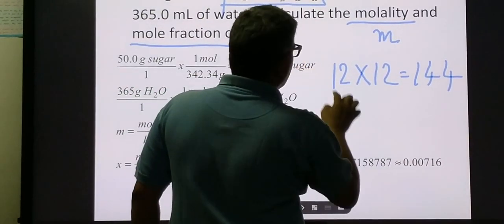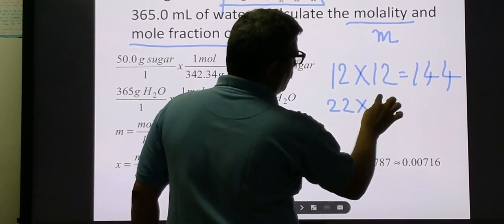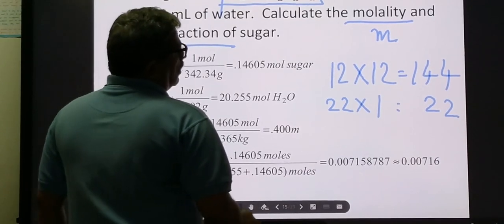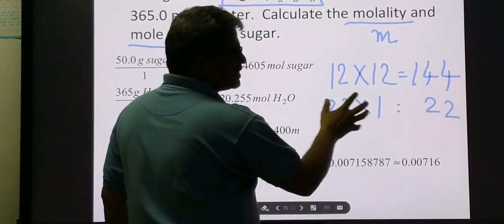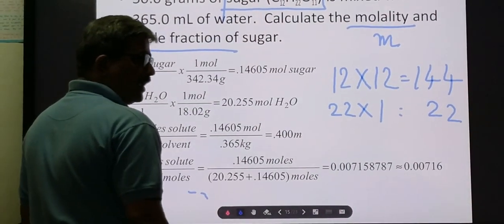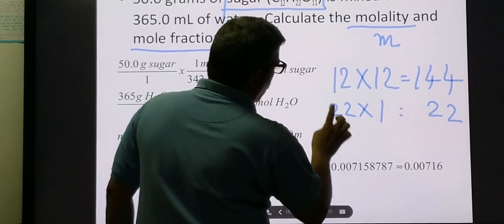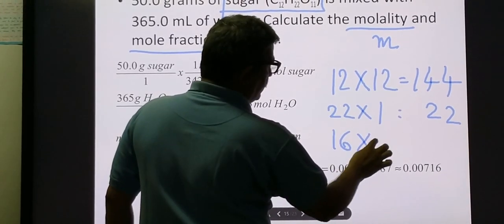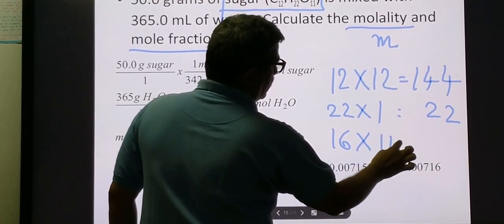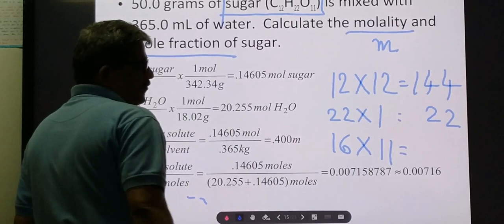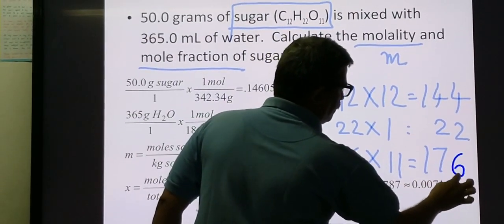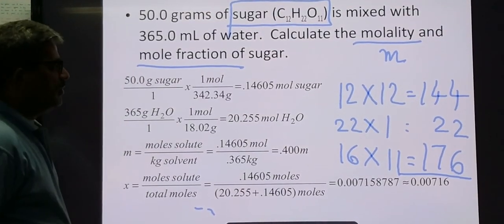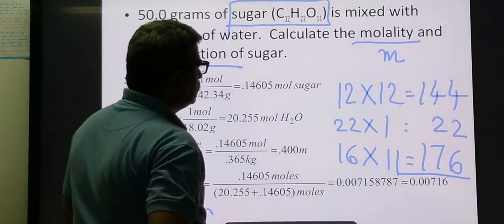Hydrogen. There are 22 hydrogens and the atomic weight is 1. Let us take it as 1 only. It is actually 1.008. Anyway, oxygen is 16. And how many of those do you have? 11 are there, so it's coming to 176. Fine. Add it up. You are expected to get this value.